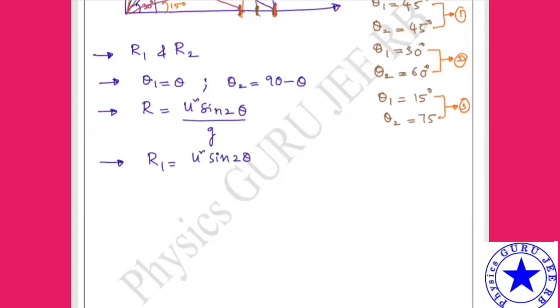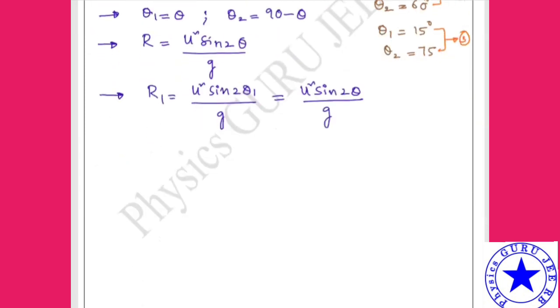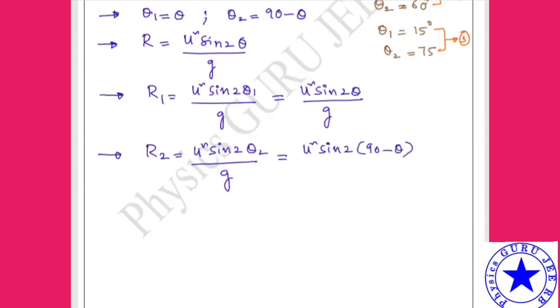So R1 equals u square sine 2 theta divided by g, where theta 1 is simply theta. Now similarly, if I go with R2, R2 equals u square sine 2 into theta 2 divided by g. Here, sine 2 into theta 2 is how much? 90 minus theta, divided by g.